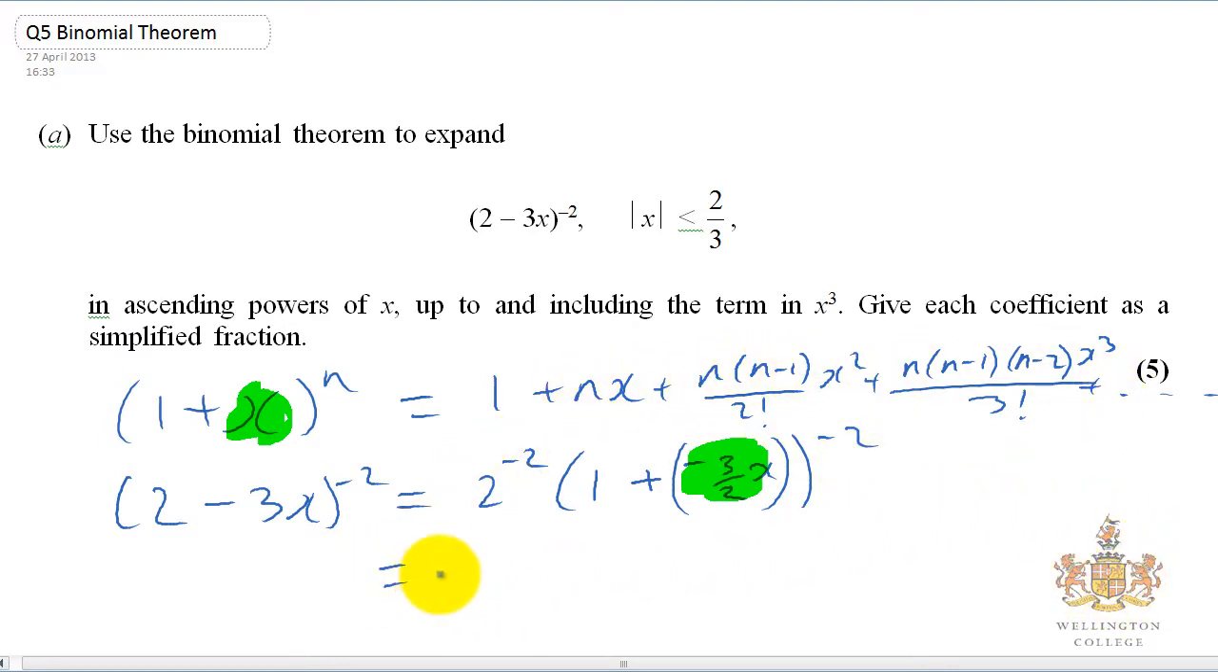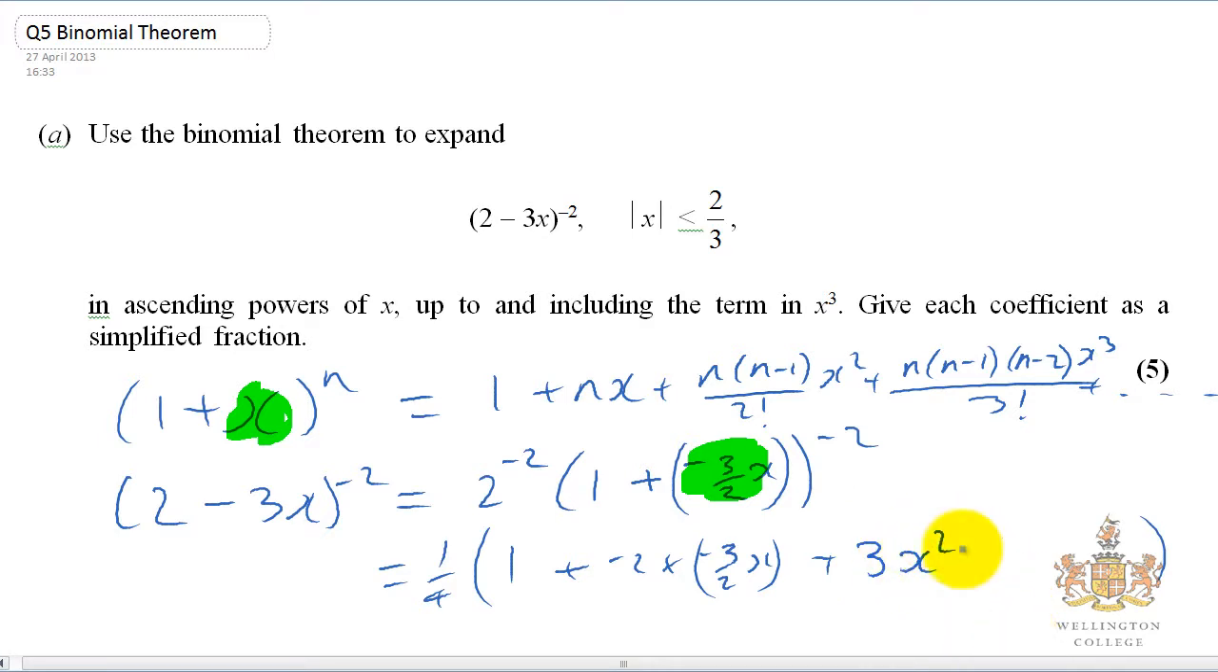2 to the -2 is a quarter. So we're going to do a quarter times 1 plus -2 times -3 over 2 x. That's what x becomes. Then -2 minus 1 is -3, so -2 times -3 gives me 6, divided by 2 factorial, which is 2, which gives me 3 lots of x squared.